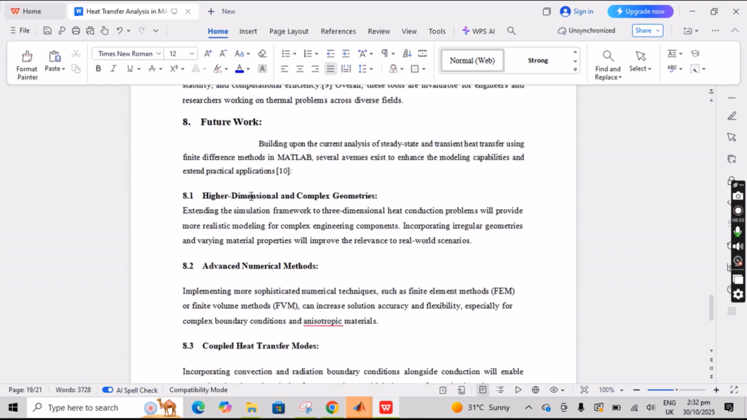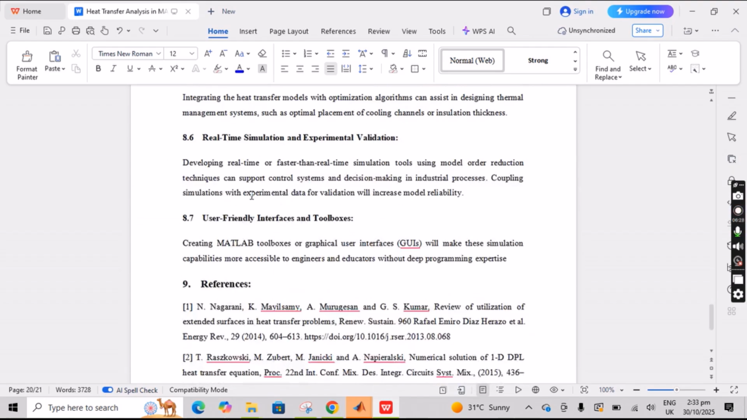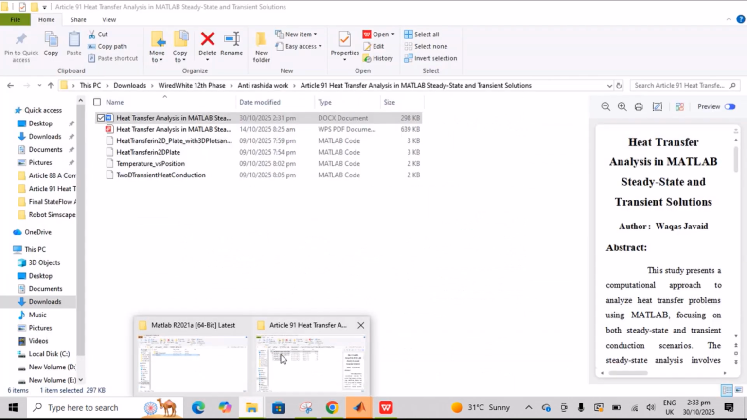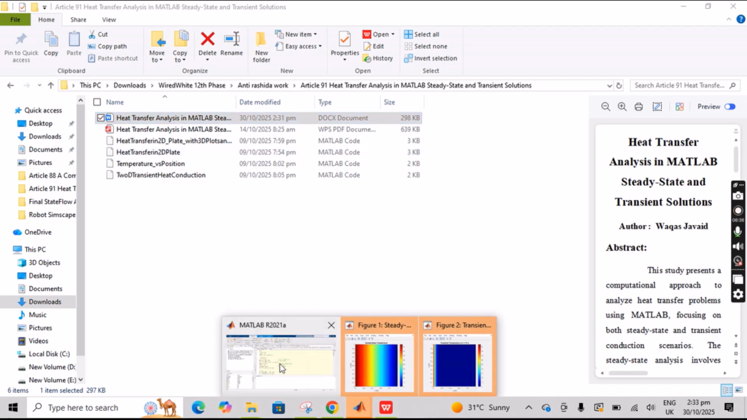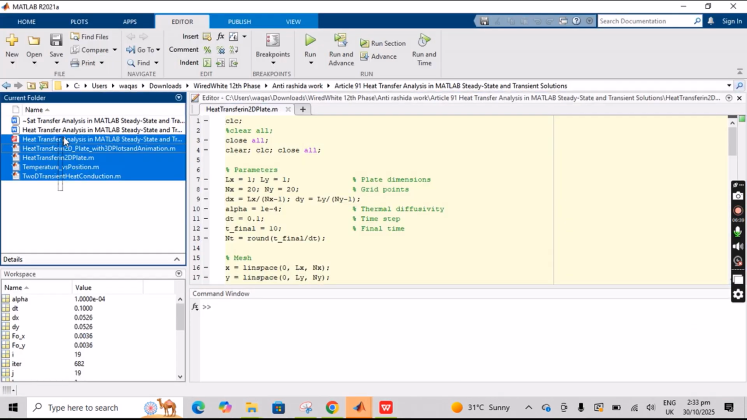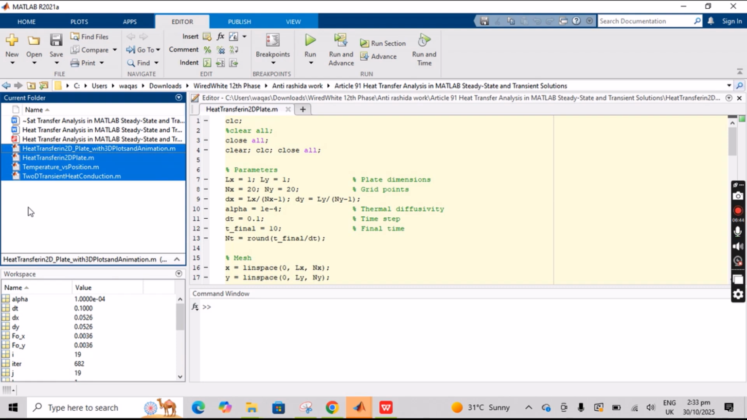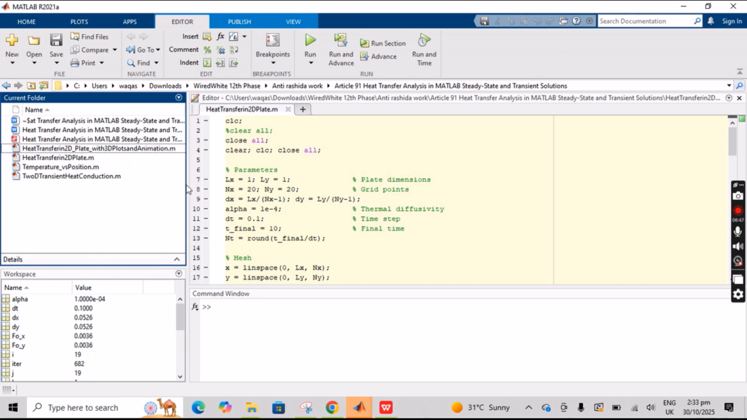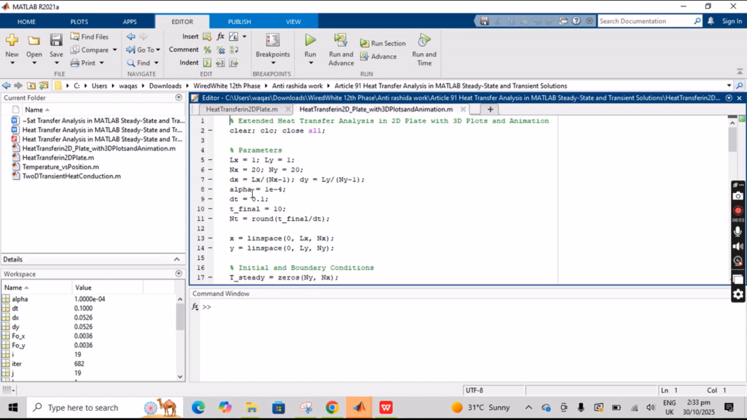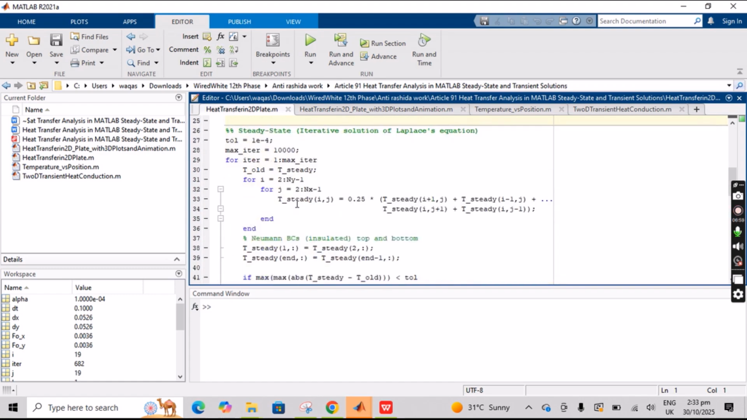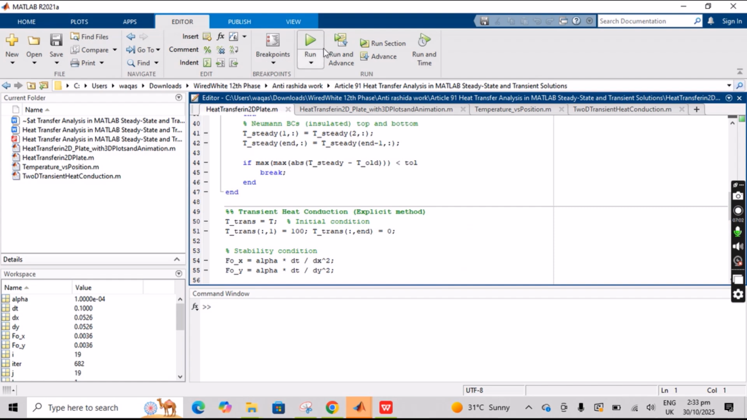Okay, I have written the future works, advancements and the references. Let me show you the MATLAB equations, the MATLAB models. These are the MATLAB models I have generated. Let me open it. So basically, heat transfer in a 2D plate. These are the MATLAB code. Let me run the heat transfer 2D plate.